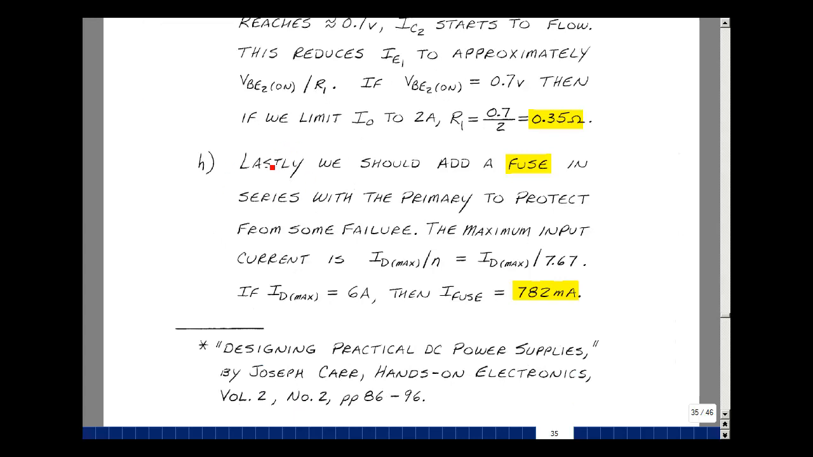Lastly, it's always a good idea to add a fuse whenever you're directly connected to the wall outlet, because it's an enormous source of energy, and you don't know what's going to happen in that radio, the load, or the person handling it. As we've shown on the transformer on the previous page, the value of N is the ratio of the secondary to the primary. We could solve for the primary current by taking the secondary current and dividing it by N, and the maximum secondary current would be the maximum diode current. And our turns ratio was 7.67. If we decide to limit the current to 6 amps, then we could solve for the fuse current. In this case, it'd be 782 milliamps. And the nearest standard fuse size is a 3/4 amp fuse.